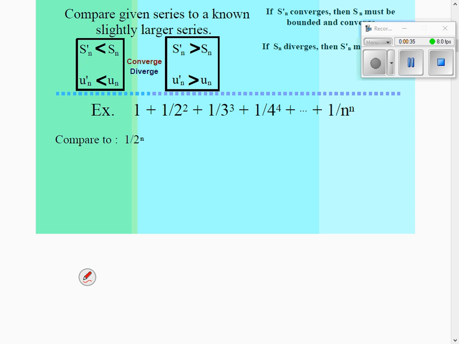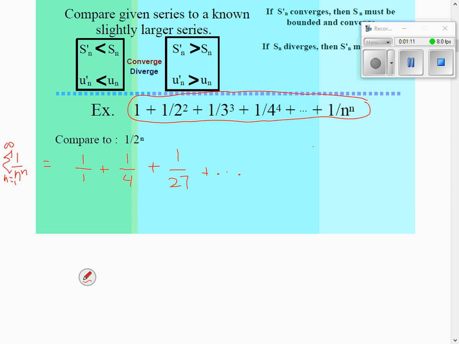Okay, so let's show that this series either converges or diverges using the original comparison test. So let's write out a few terms here. We know this will be 1 over 1 plus 1 over 4 plus 1 over 27. This is going to be the sequence 1 over n to the nth power from n equals 1 to infinity. Do you agree with those first three? Decent? Okay.